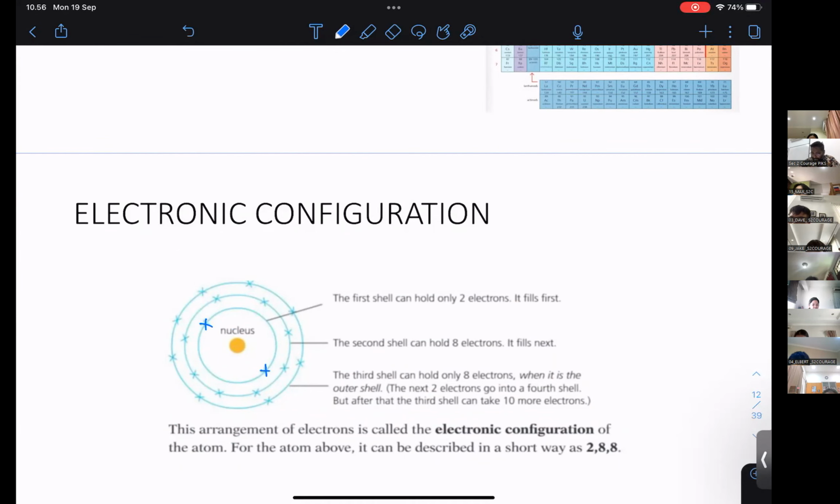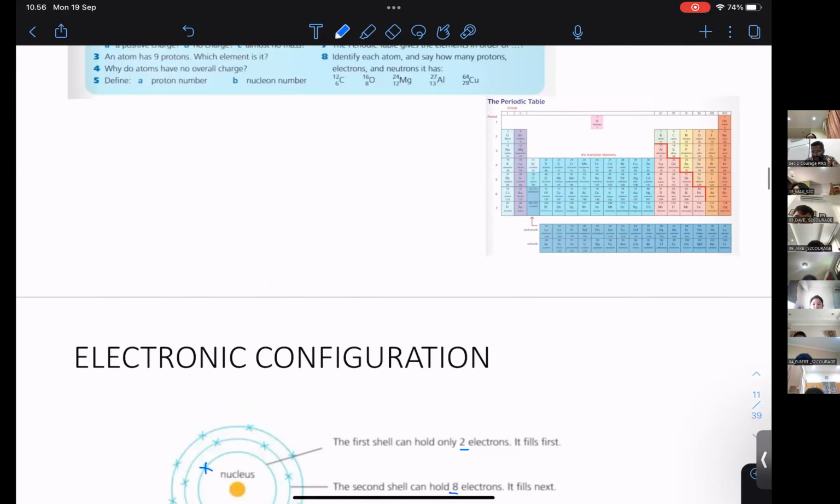And the following will also be 8. So you can see 2, 8, 8. This arrangement is called the electronic configuration of an atom. For example, for this particular atom, if the electronic configuration is 2, 8, 8, the total number of electrons is 2 plus 8 plus 8, which is 18.